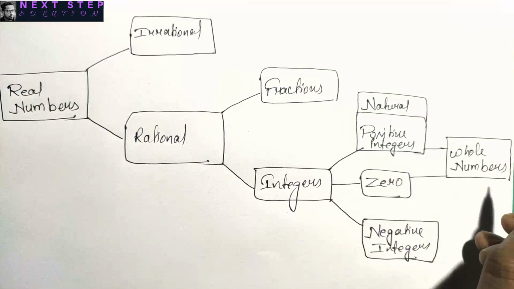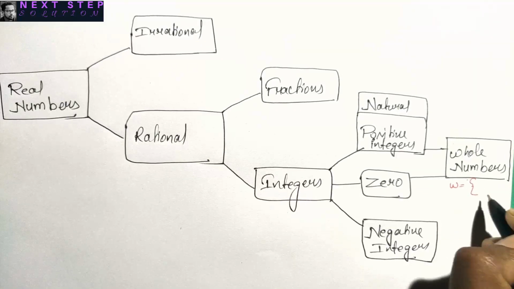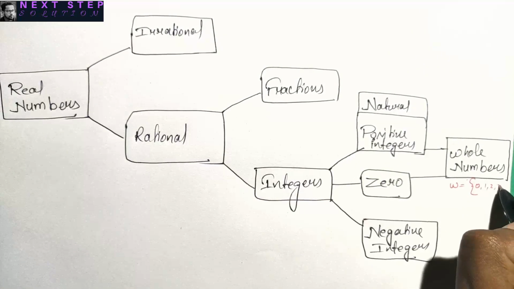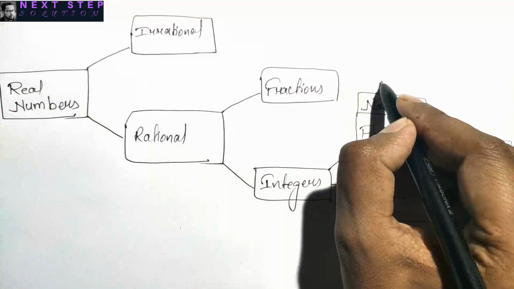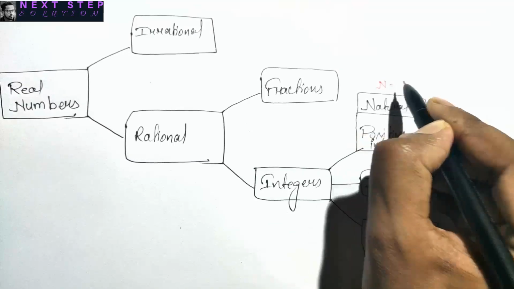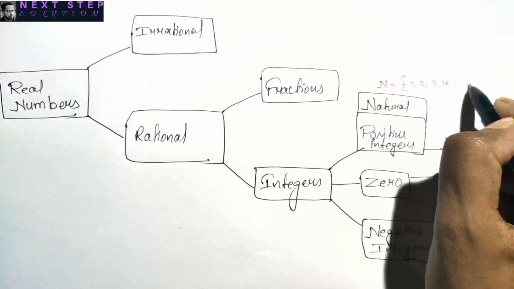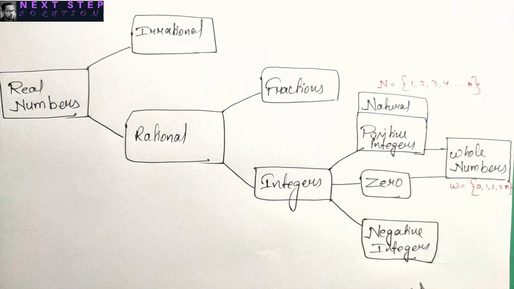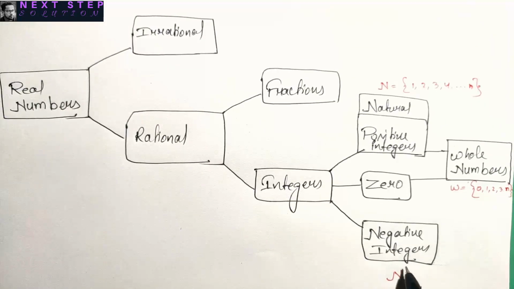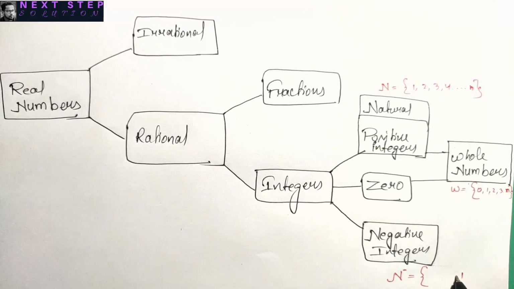Let me explain each one once again quickly. Whole numbers are denoted by W, and it includes 0, 1, 2, 3, till infinity, which we can write as n. Then natural numbers are denoted by capital N, and it has 1, 2, 3, 4, till small letter n, till infinity. Then negative numbers are denoted by -n. It can be written as -1, -2, -3, and so on.